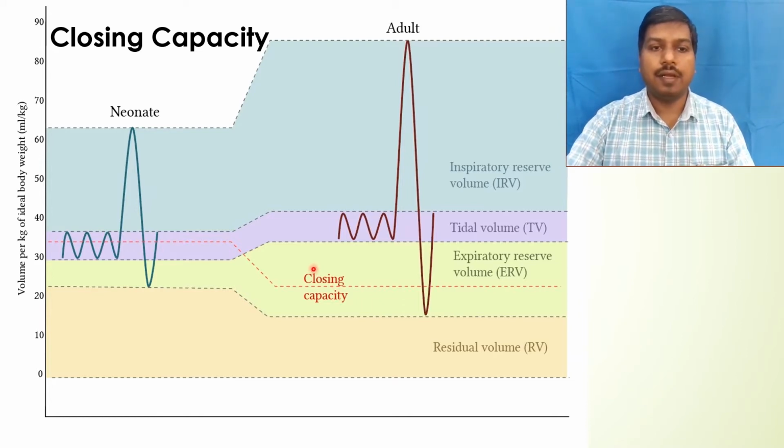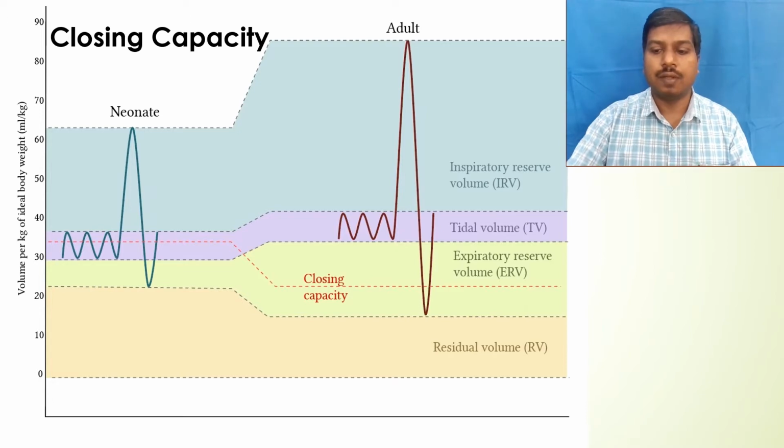Closing capacity is the volume of the lung at which the alveoli start collapsing. In adults, the closing capacity is far below the functional residual capacity. But as the functional residual capacity is very low in the pediatric age group, even during normal expiration there is a tendency of the alveoli to collapse. That means the closing capacity in the pediatric age group is within the tidal volume. So there is a high chance of atelectasis in the pediatric age group.